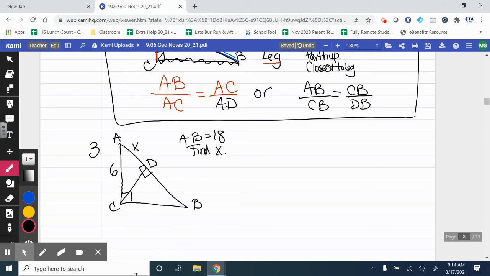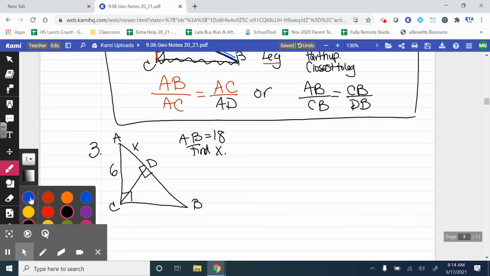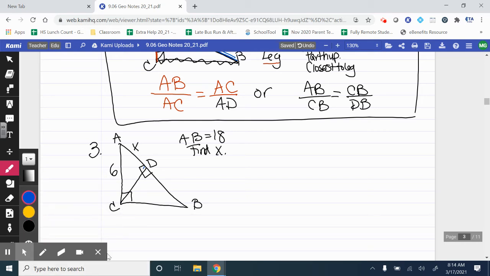Find X. Okay, so for this one, notice we're not looking for the altitude. We're not given the altitude, but we are given one of the legs of that big right triangle. We also know that AB is 18. So that tells me that I'm going to use the HLLP rule. So I'm going to take my entire hypotenuse, which is 18, over the leg. So it doesn't matter which leg you use, AC or CB. You want to use the one that you're given information on. So whether you're looking for that leg or you're given that leg. So we're given this one that's 6, so we're going to use that one.